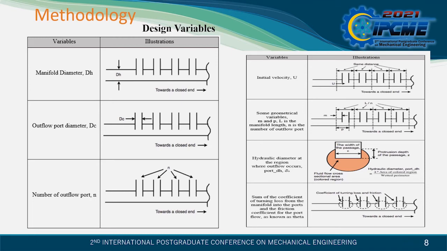As for the design, we have many variables: the manifold diameter, D_h, the outflow port diameter, d_c, the number of outflow ports, which is n here, then the initial velocity, v, and some other geometrical variables such as m, which is half the distance of s, then p, and L is the manifold length, and n, as mentioned before, is the number of outflow ports, and of course the hydraulic diameter at the region where outflow occurs. Then we have the sum of the coefficient of turning loss from the manifold into ports and the friction coefficient for the port flow.